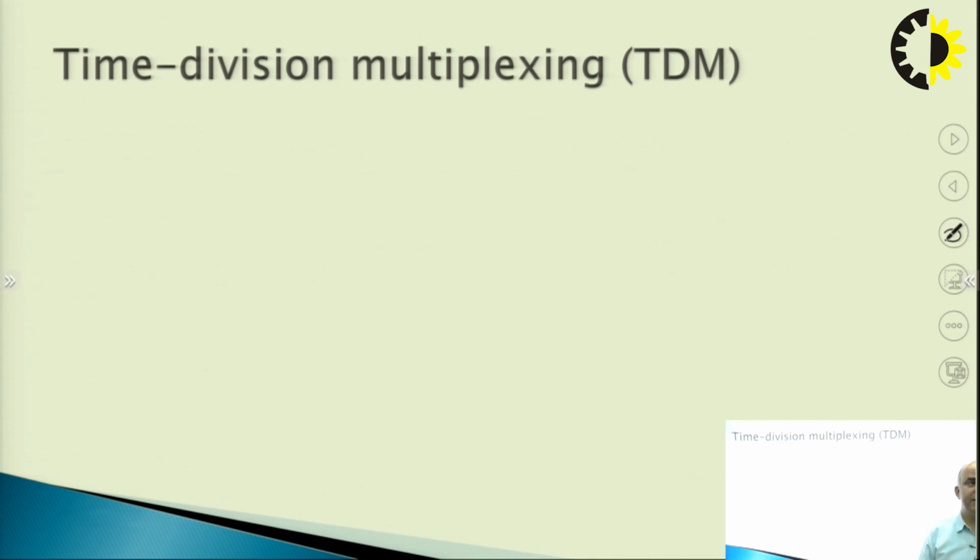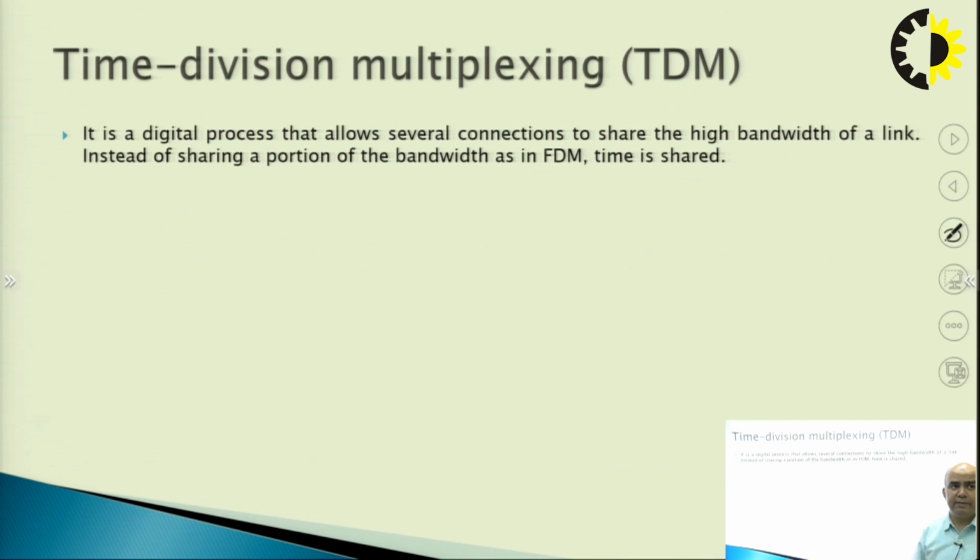The third one is time division multiplexing. Here it is a digital process that allows several connections to share the high bandwidth of the link, instead of sharing a portion of the bandwidth as in FDM. Here in time division multiplexing, instead of sharing the frequency, we share the time.